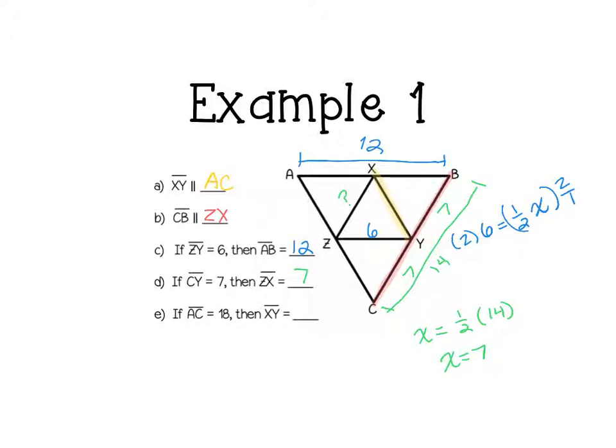Now I want you to try E on your own. So it says if AC equals 18, then what is XY? So XY is a midsegment. So if AC is 18, the midsegment has to be half of that. So X equals 1/2 of 18. So then the midsegment would be 9.